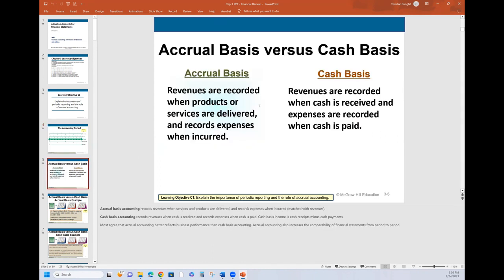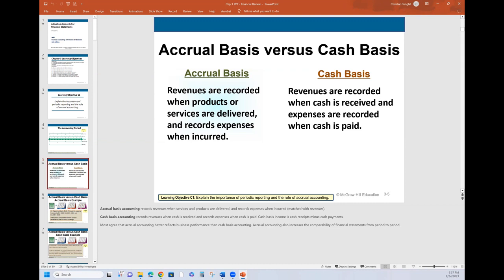And we have our accrual versus cash basis. So the accrual basis, what we've been talking about, that's what we're learning. That's what we're going to be doing, an accrual basis. Cash basis means you only record things when cash is involved. So if I sold something and I collected the cash, then I record it as a revenue. If I'm paying cash out for something, I'm recording that as an expense.